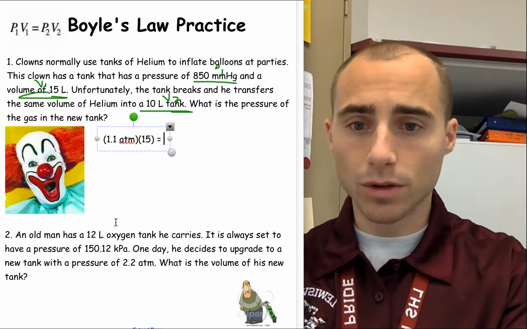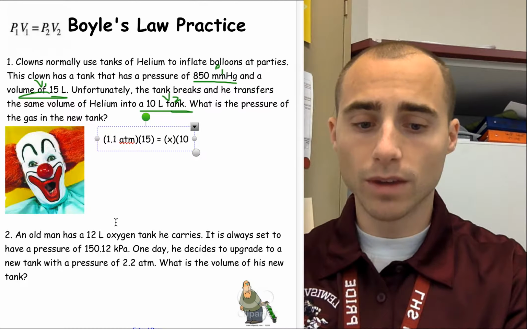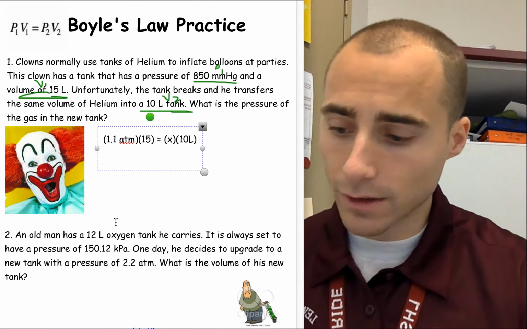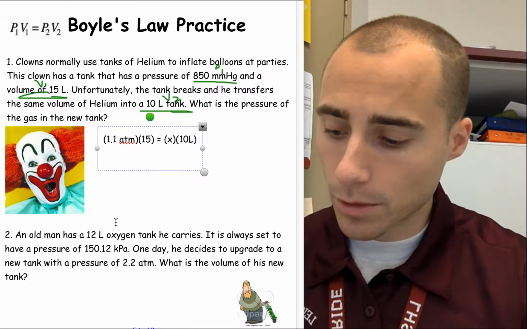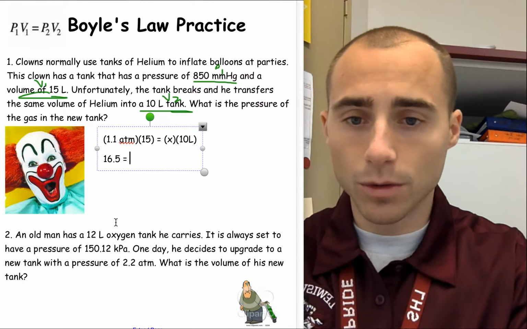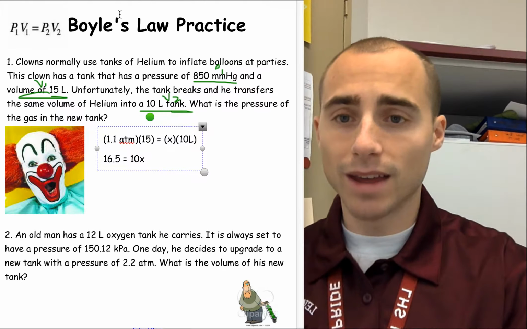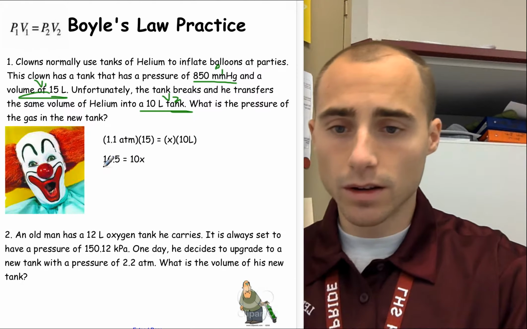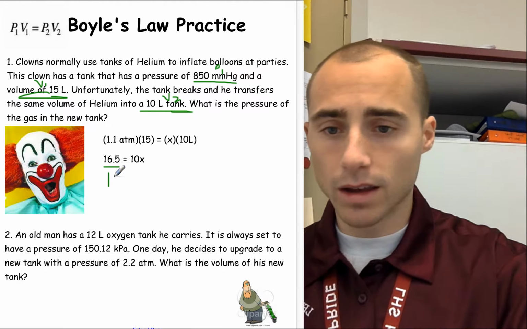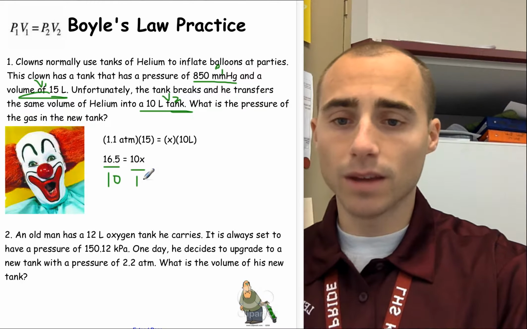And we're going to set that equal to, we don't know our pressure 2, and we know our volume 2 is 10 liters. So 15 multiplied by 1.1 is 16.5. We're going to set that equal to 10x. And then we just divide both sides by 10, to get x by itself.